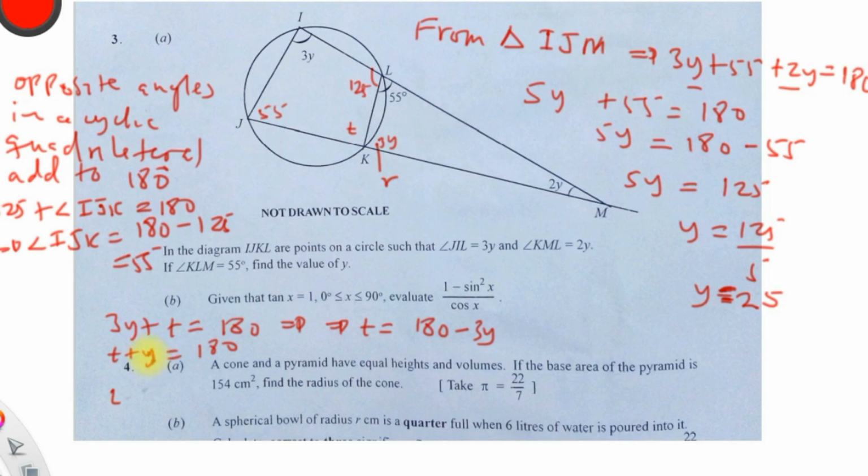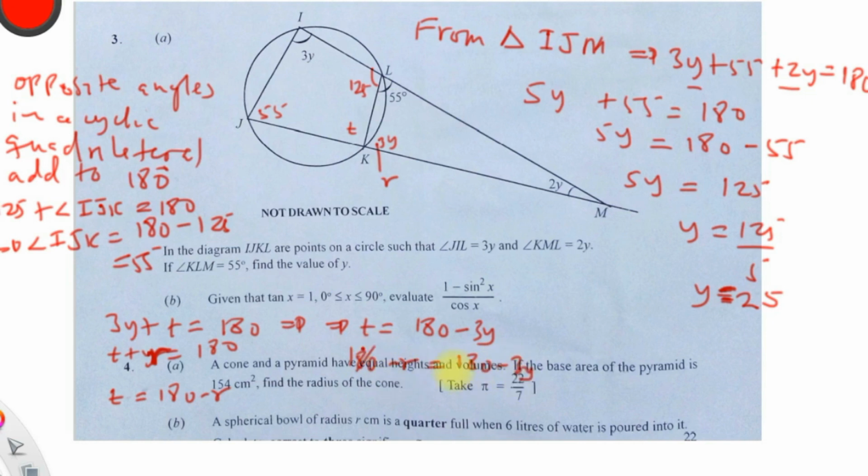T plus r is equal to 180. We make t the subject. So this implies that t is equal to 180 minus r. So this is t, you can put t here. T is 180 minus r. So we can say that 180 minus r is equal to 180 minus 3y. Have you seen?